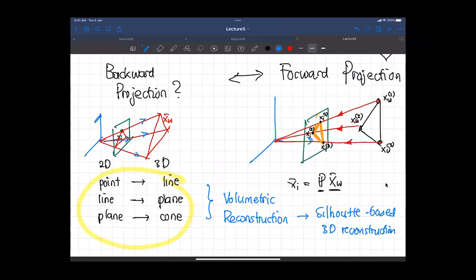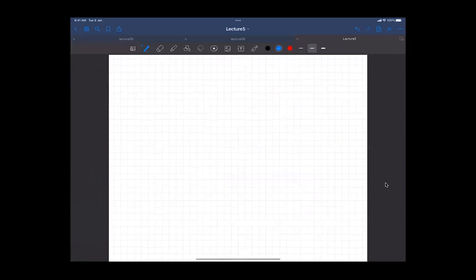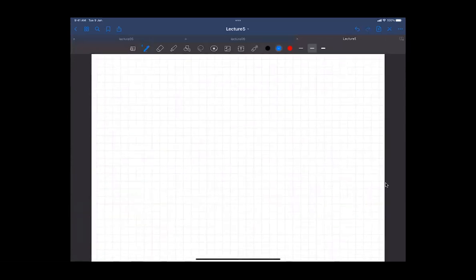But anyway, with that application in mind, the most important thing is now, how can we do this backward projection? Okay, so how can we have a line from a point? So now let's discuss backward projection. And understanding backward projection will give you a deeper understanding of how this transformation, rotation and translation, and camera matrix can be used for different kinds of applications. So now the question is how we can do this backward projection that can transform a point into a line.